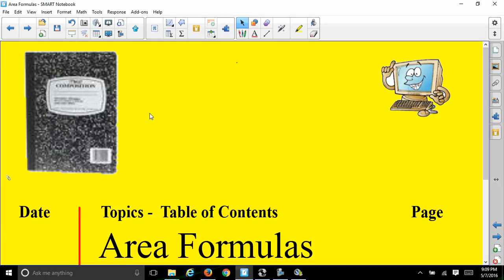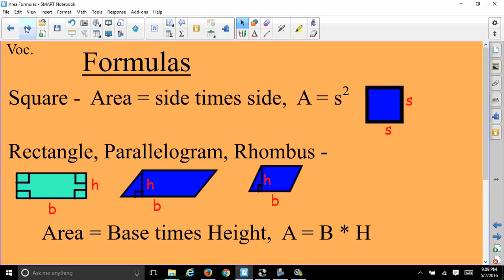This time we're talking about formulas for area. So here's our first formula. It's square. So the area of a square is side times side, or we say A for area equals S squared, and S stands for side, because the sides of a square are the same. So side times side would give us the inside space of the square.